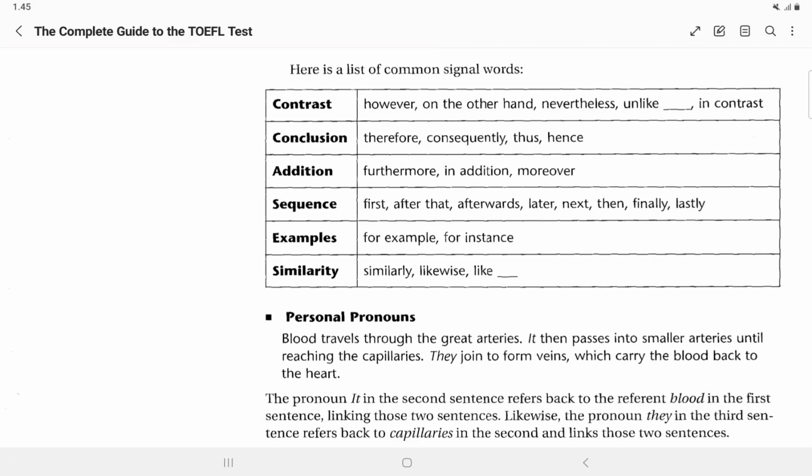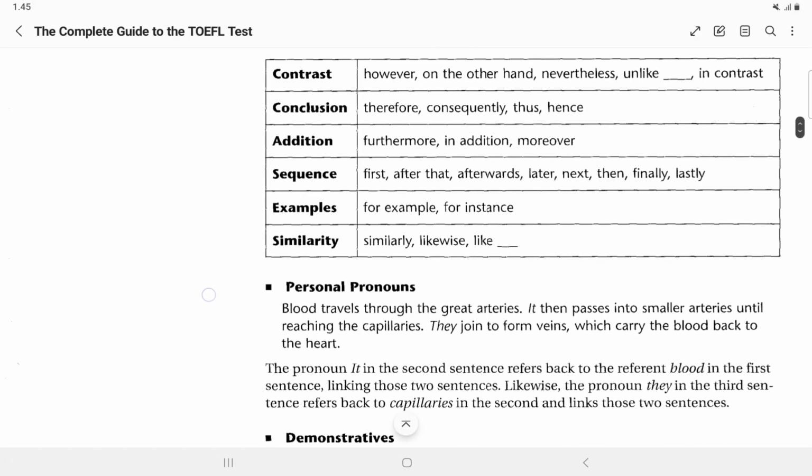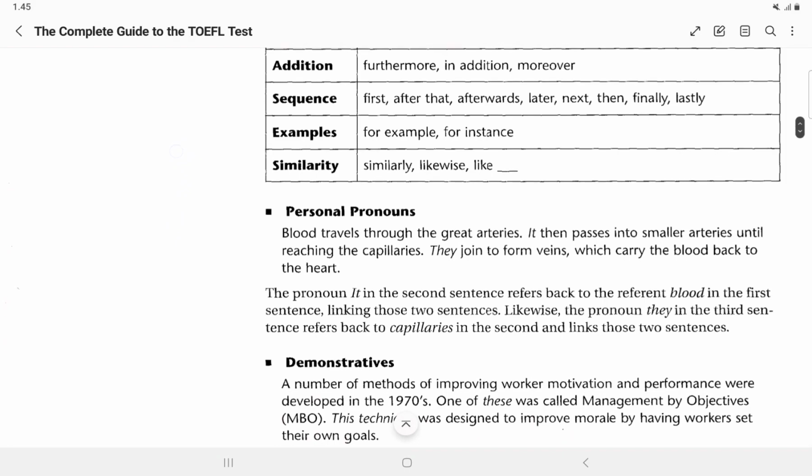In contrast. Conclusion, penyimpulan: therefore, consequently, thus, hence. Addition, menambahkan, penambahan: furthermore, in addition, moreover.